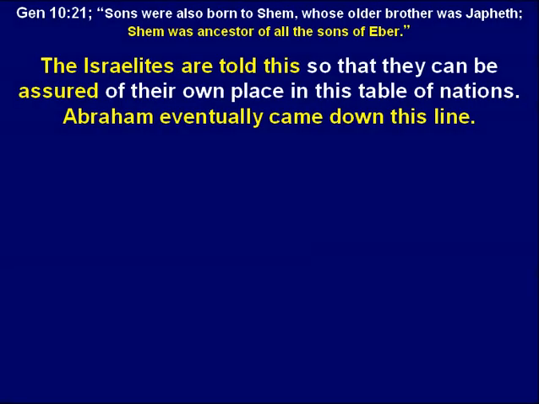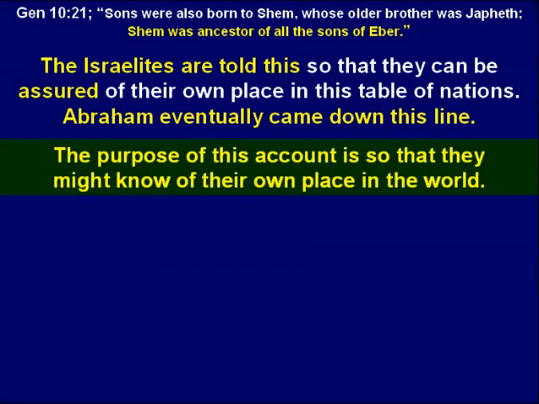The Israelites are told this so that they can be assured of their own place in this table of nations. Abraham eventually came down this line. The purpose of the account is so that they might know their own place in the world.